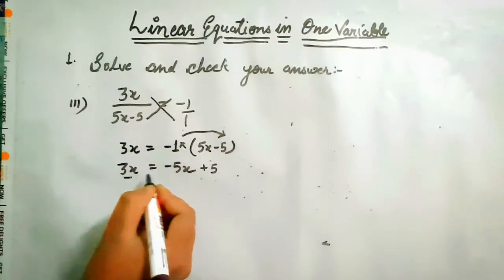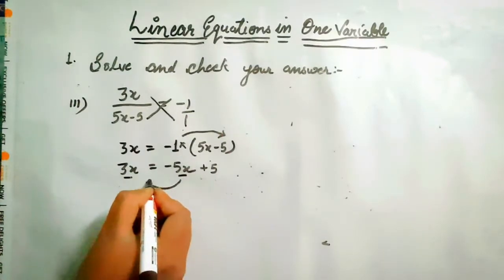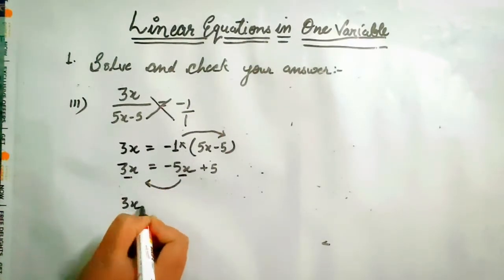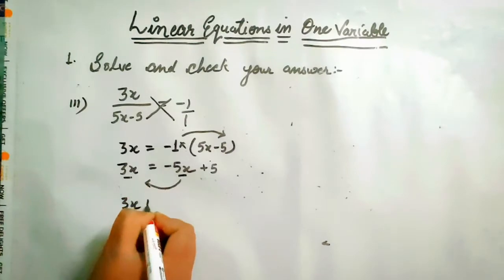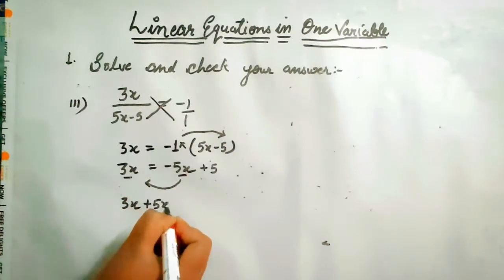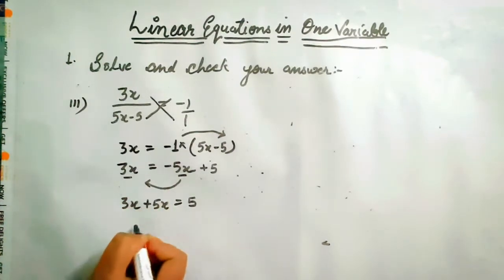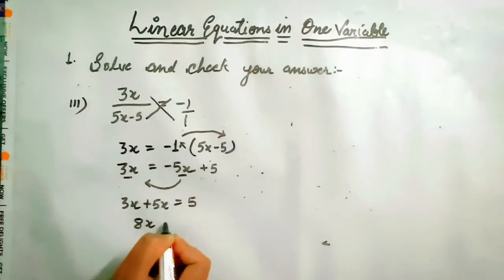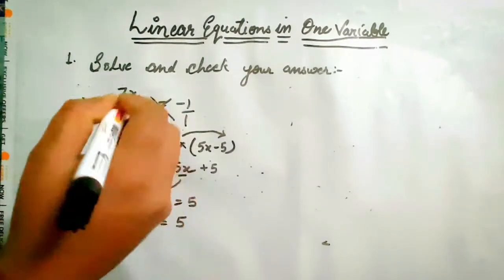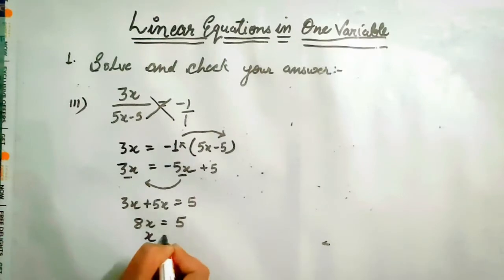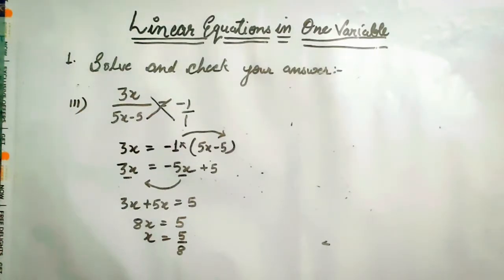Now bring the like terms together, bring minus 5x to the left, 3x, this is negative, will become positive 5x, so 8x will be equals to 5. The value of x will be, take 8 to the right side, it will be 5 upon 8. Now let us check again.